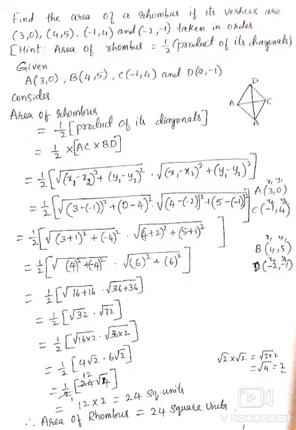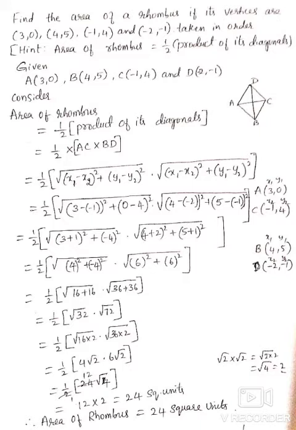So you have to keep in mind what the points are. Write down: given A (3, 0), B (4, 5), C (-1, 4), and D (-2, -1). So I have drawn a rough diagram of the rhombus. You can see here AC is a diagonal and BD is a diagonal.